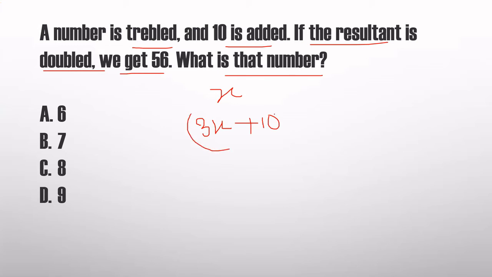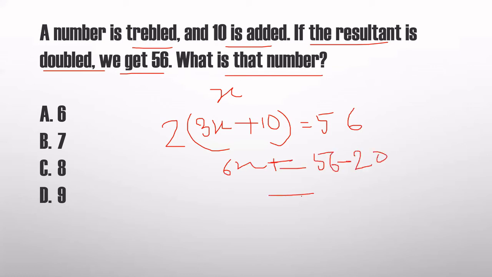Okay. Now if we double this whole thing, we will get 56. So by solving this, 6x plus 6x is equal to 56 minus 20, that is 36. x equals 36 divided by 6, that is 6. So x is 6. The option is A. Fine. So the option is A.